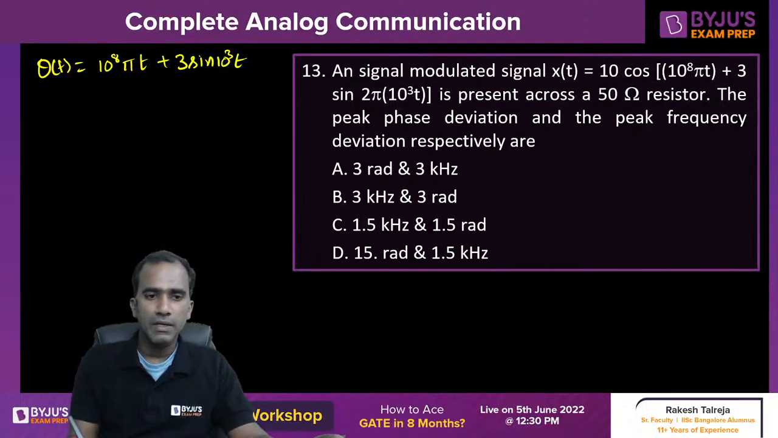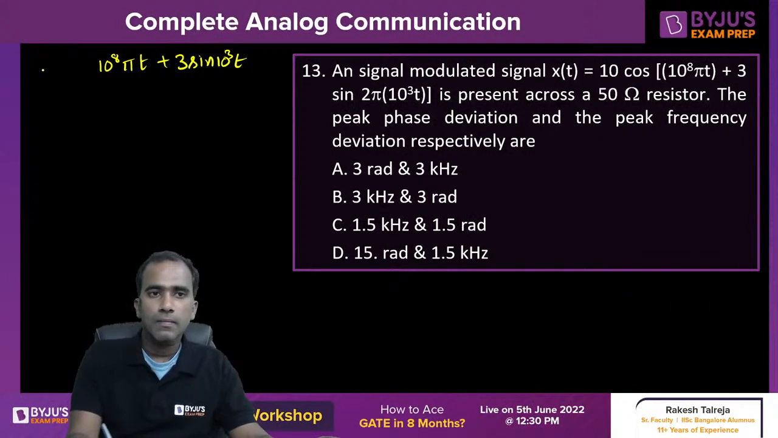So you don't need to take any general equations here. Simple basics are sufficient. s of t, the FM signal equation, is equal to 10 cos of 10 to the power of 8 pi t plus 3 sine 10 power 3 t. They did not say if it is FM or PM, but when they don't mention, the same formulas are applicable there.